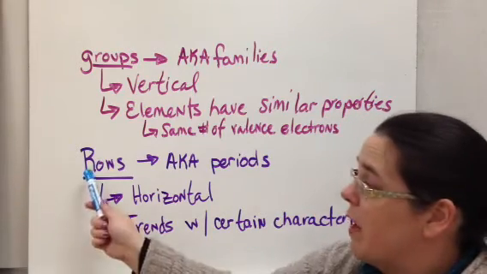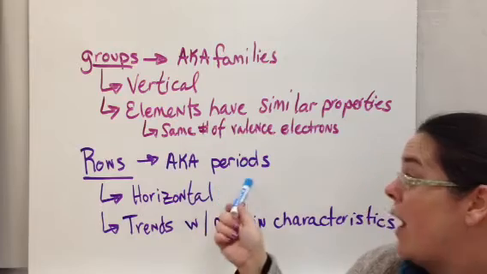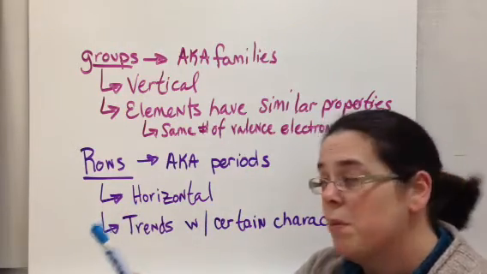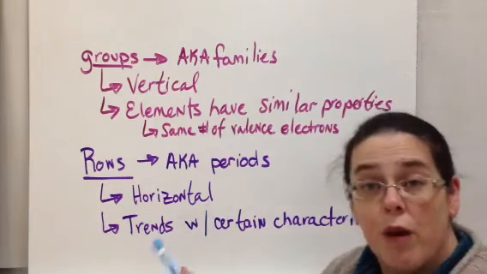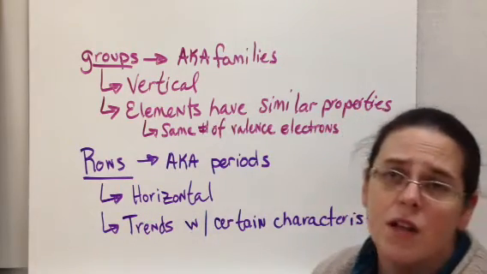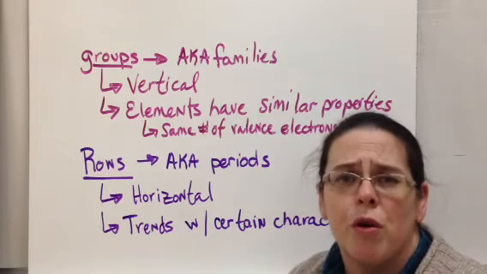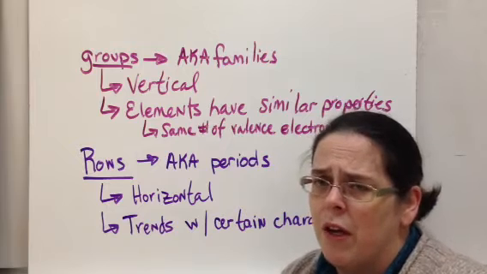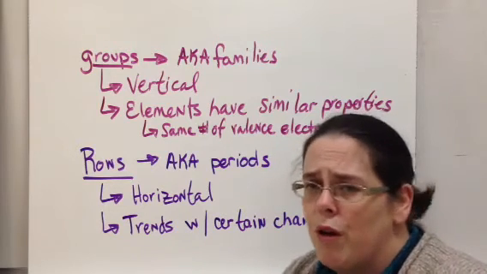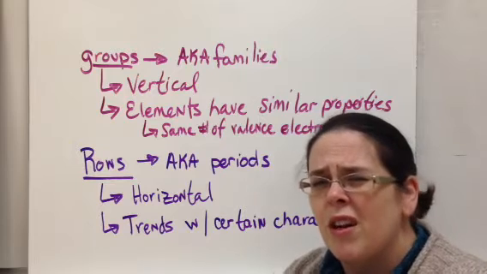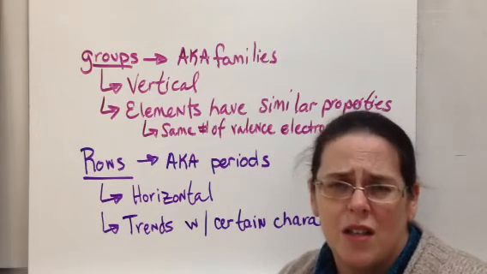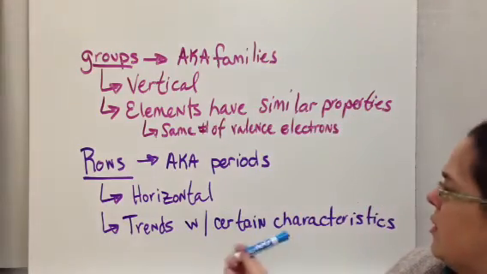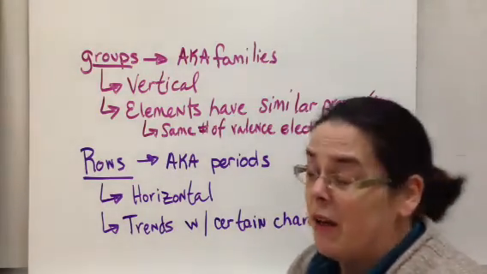Also on the periodic table we have the rows. The rows are known as periods, and they are horizontal, so they're going across the periodic table. They also have trends, they also have patterns, but the trends are less general, they're more broad. So it's sort of like your extended family versus your immediate family. You're really similar to your brother and your mother, but you're not so similar to your cousin or your great nephew. So they're trends with certain common characteristics.